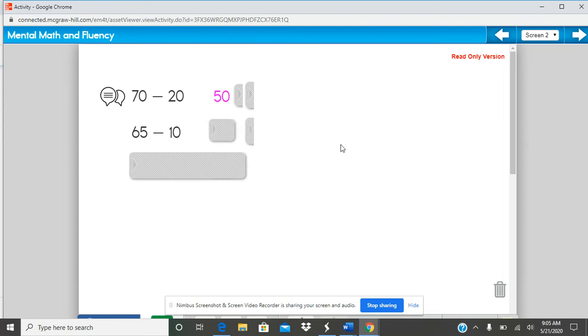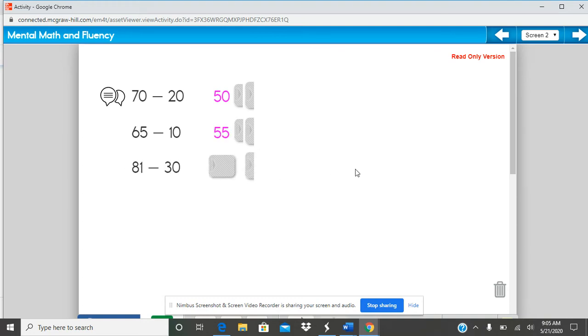All right, 65 minus 10. So we have 65. So we do have a 5 in the ones place there. Nothing's going to change with the ones place. We're only changing the tens. So we take 1 ten away from the 6 tens that's already there. And 65 turns to 55.